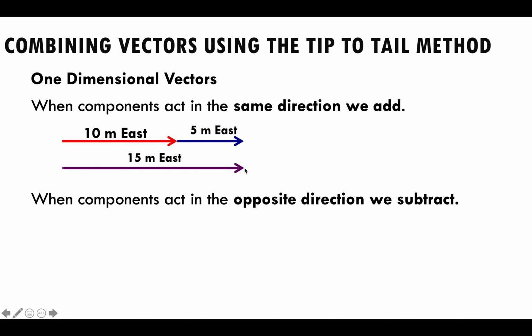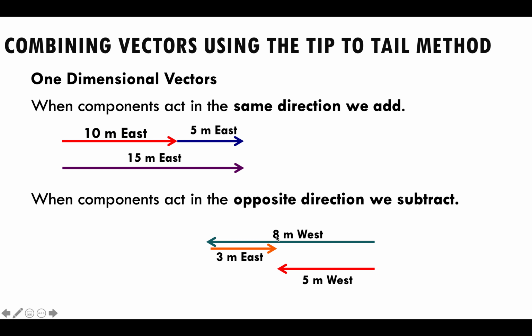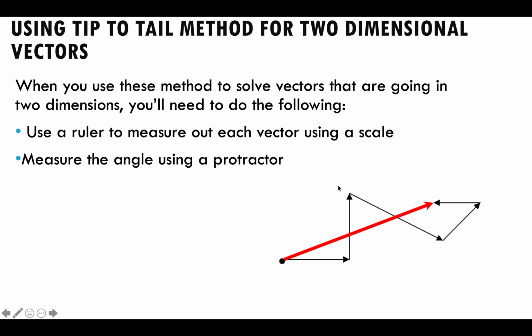Right? When they're going in the opposite direction, for instance, if I have one going 8 meters west, then one going back 3 meters east, my resultant vector is still going to be from where I started to where I ended. So mathematically, I'm just going to simply subtract. All right. And so one-dimensional vectors are pretty easy, right?